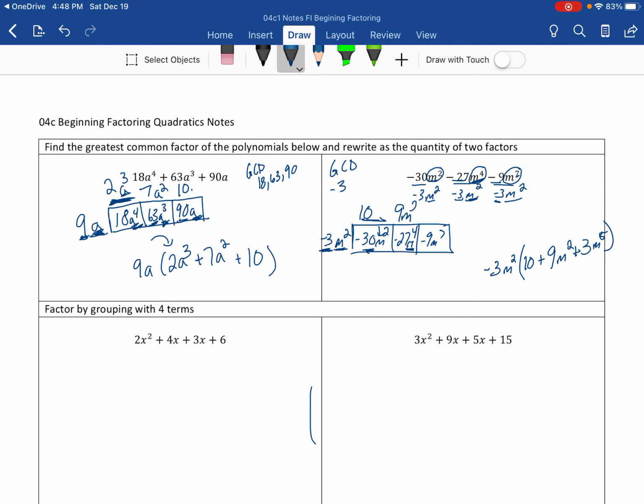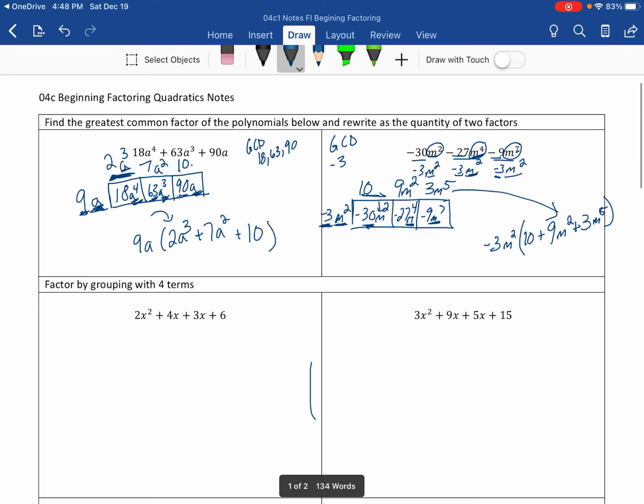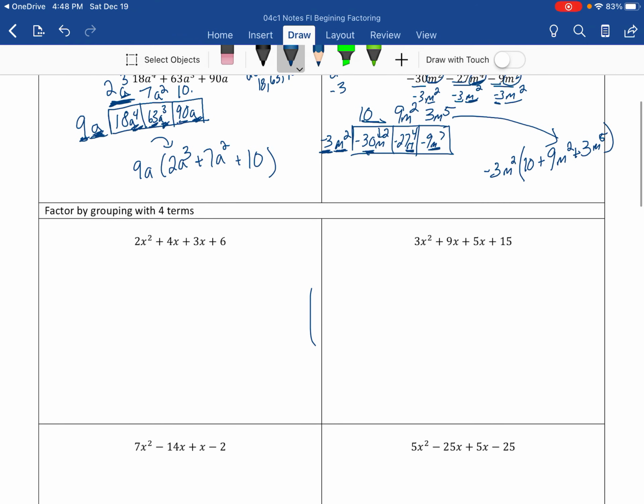Negative 3 times positive 9. I have 2 M's here. I have 4 M's here, so I need another 2 M's. Negative 3 times positive 3. I have 2 M's here. I need a total of 7, so I have 5 here. And you still end up with the same factors.